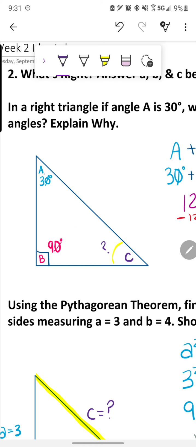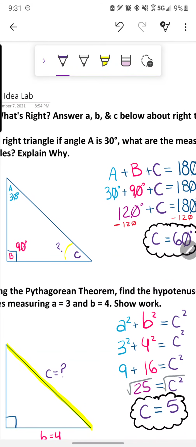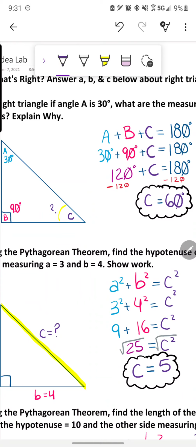So that means A plus B plus C will equal 180 degrees. So I wrote that on the side right over here. All right. So A plus B plus C equals 180 degrees. Now let's plug in the numbers. So A is 30 degrees. B is 90 degrees. C we do not know yet. And the 180, which is the total.